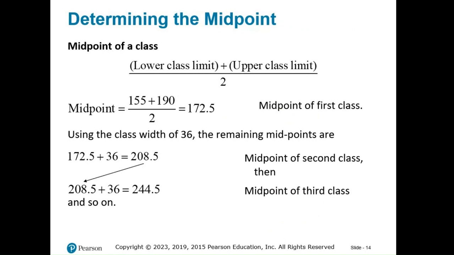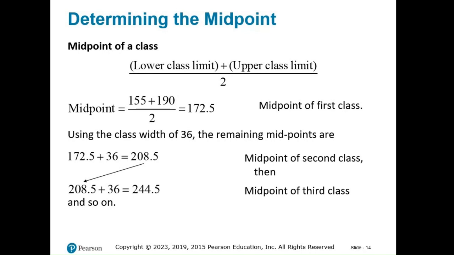Just like when we were finding the lower and upper class limits, we can add the class width to our midpoint to get the next one. So 172.5 plus 36 equals 208.5. That is the midpoint for our next class, and so on.